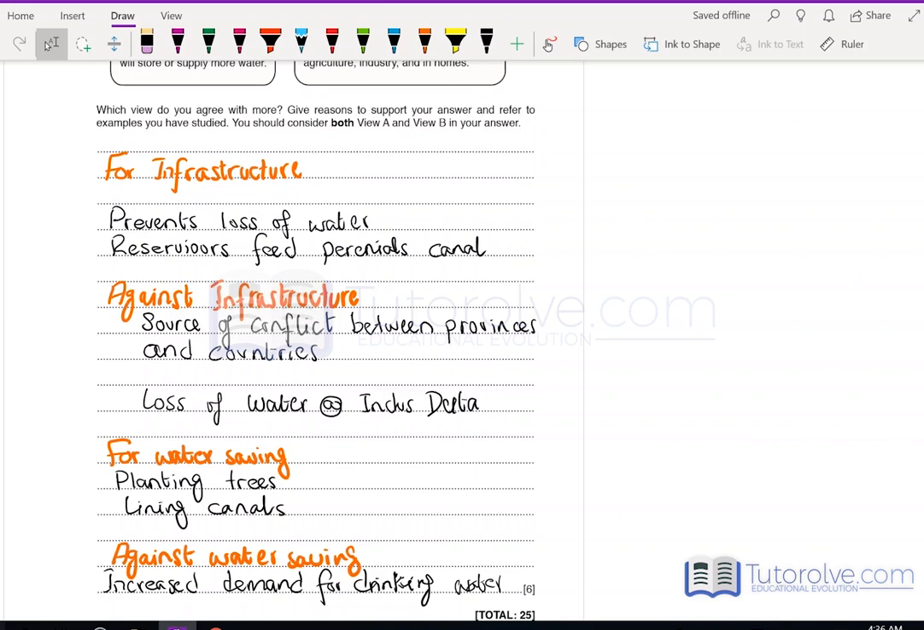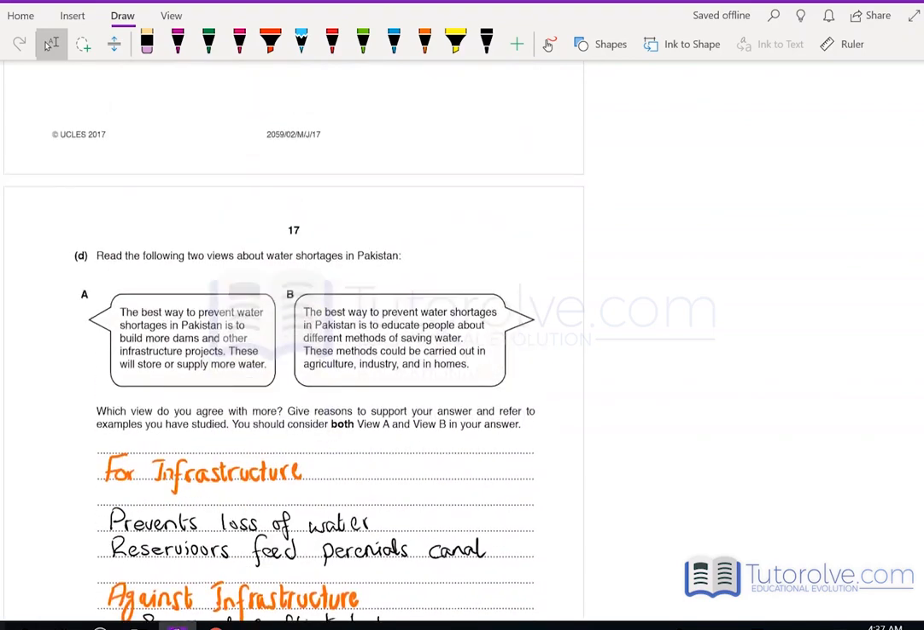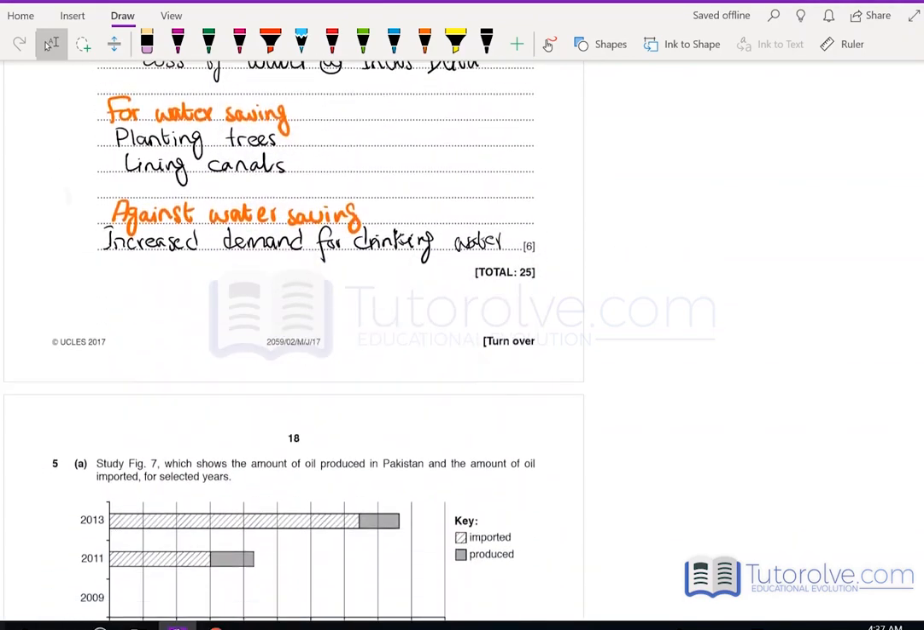Now, why should people be educated and told about saving water? What can be done is that one can plant trees. That way, water can be saved. Secondly, you can use lining of canals, so that water flows continuously from one section to another. And against water saving is that because of increased demand for drinking water, there is always a chance that water saving may not be a popular way of decreasing water shortage in the country.